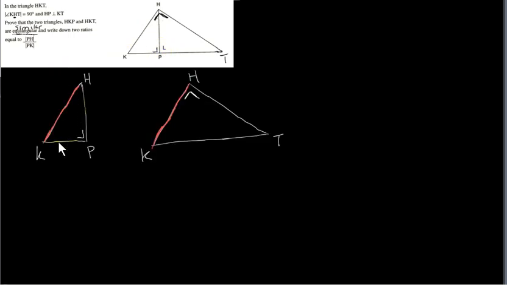So here are the two triangles, HKP and HKT. Notice that they have this side in common. So I've indicated it here in red. Notice also that they have this angle in common. This angle is the same in both. I'll call it X. So we see that we have two angles the same in both triangles. So that means that the third angle, or remaining angle, is automatically the same in both triangles. So I'll call the remaining angle Y.